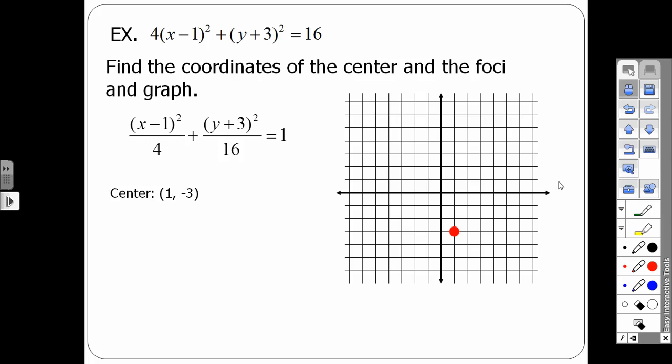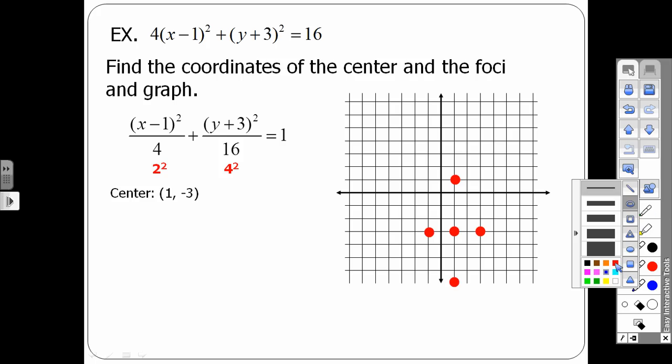Okay, next. So we calculate what the square root of our denominators are. We're going to be moving 2 units in the x direction from our center, not from the origin, but from our center. 1, 2, up 4, 1, 2, 3, 4. Oops, ran off my graph. Oh well, it's roughly there. Okay, so let's graph that.